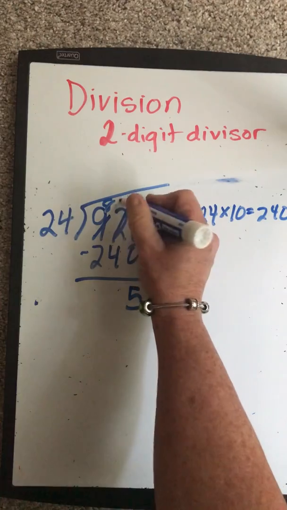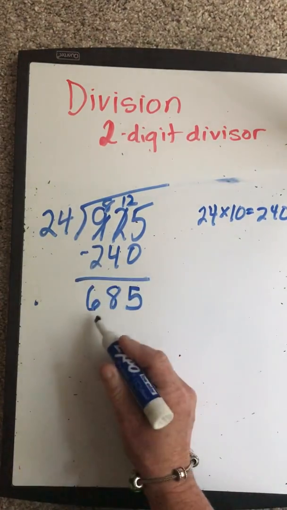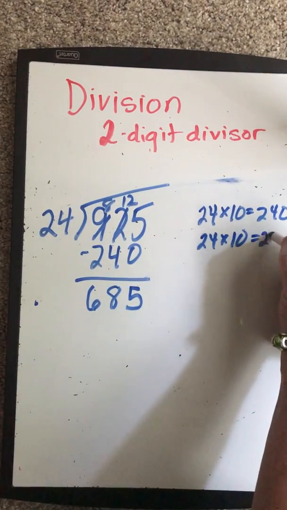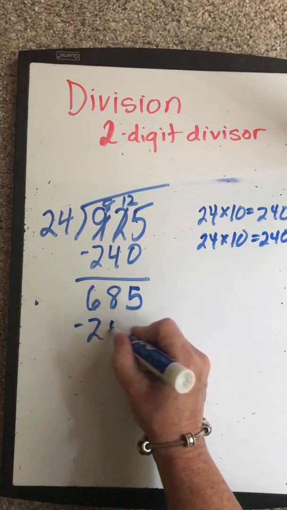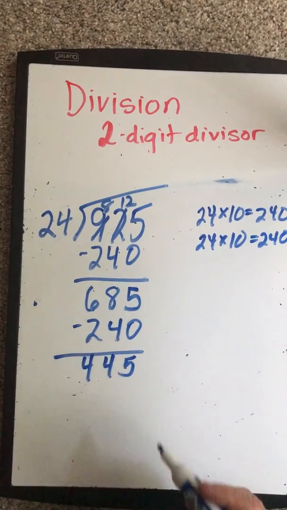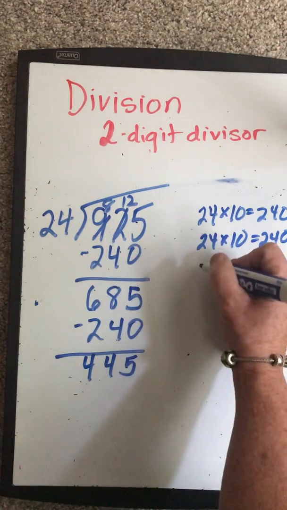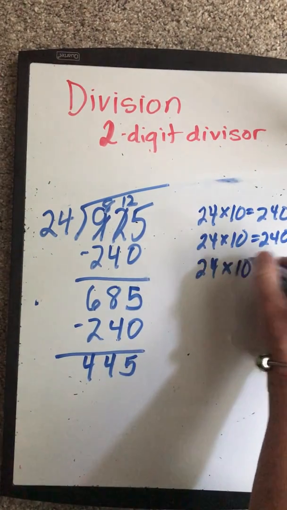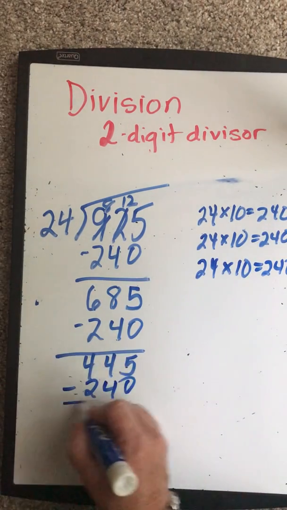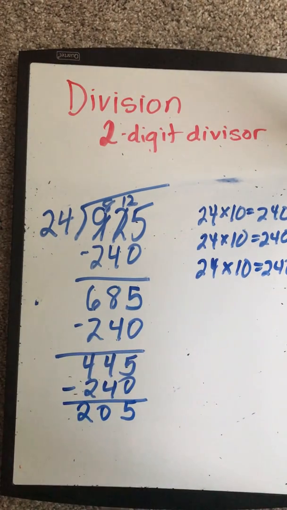Subtract. And I have 685. So I can do 24 times 10 again. Subtract out 240. Now I'm looking at this and thinking, well, I could have done 24 times 20 and got both of those at the same time. But it's okay. 24 times 10, again, 240. Subtract 240. 205. I can't do it again.